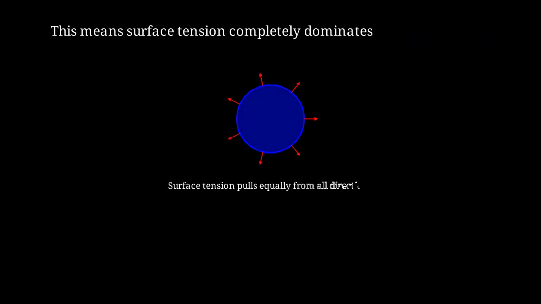Surface tension pulls equally from all directions, creating a perfectly spherical droplet. This uniformity is key to reproducibility.